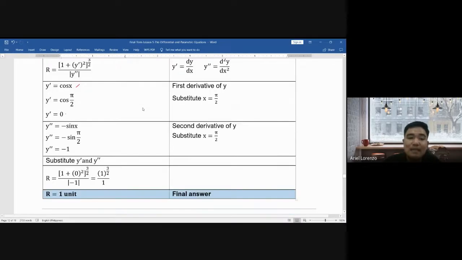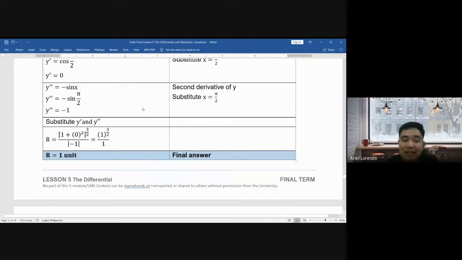And then just simply substitute that to the formula of the radius of curvature. So 1 plus y prime, which is equal to 0, squared, raised to 3 halves, all over the absolute value of your second derivative, which is negative 1. Absolute value, so that becomes positive 1. Okay? Right, when it's absolute value, the negative becomes positive. So, 1 raised to 3 halves, 1 raised to any number is still equal to 1. 1 divided by 1 is equal to 1. So, the final answer is 1 unit. Got it?